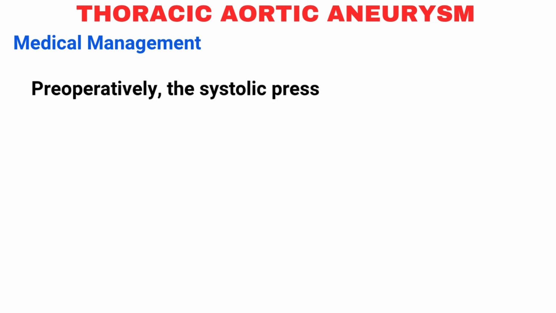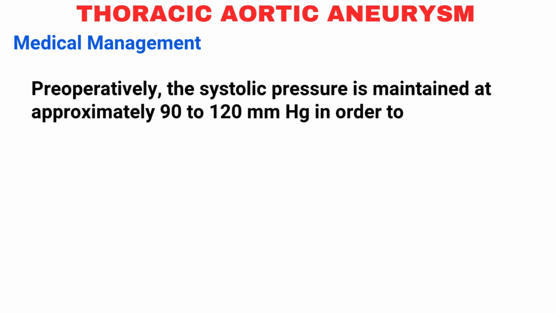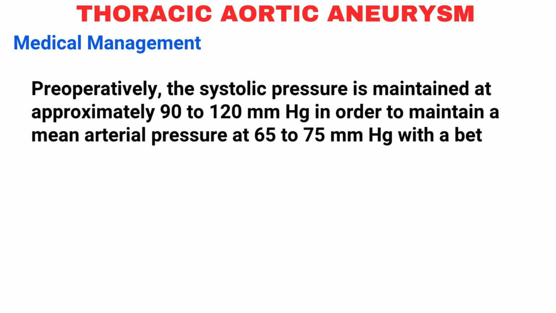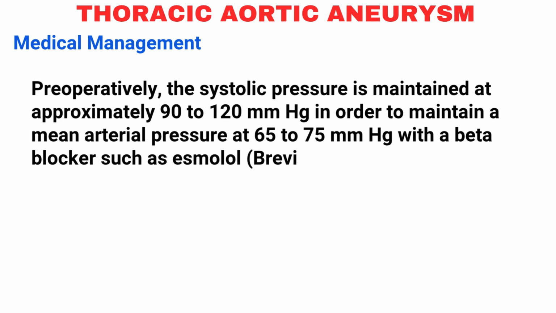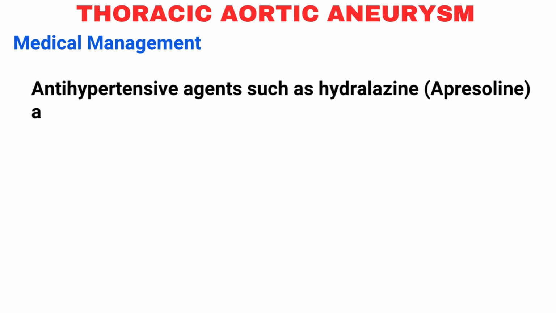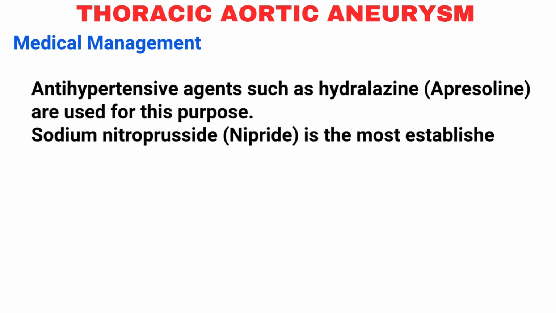Preoperatively, the systolic pressure is maintained at approximately 90 to 120 mmHg in order to maintain a mean arterial pressure at 65 to 75 mmHg with a beta blocker such as esmolol or metoprolol. Occasionally, antihypertensive agents such as hydralazine are used for this purpose, and also sodium nitroprusside is used.